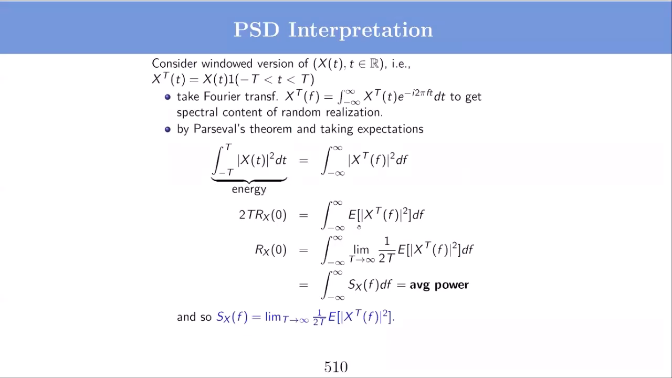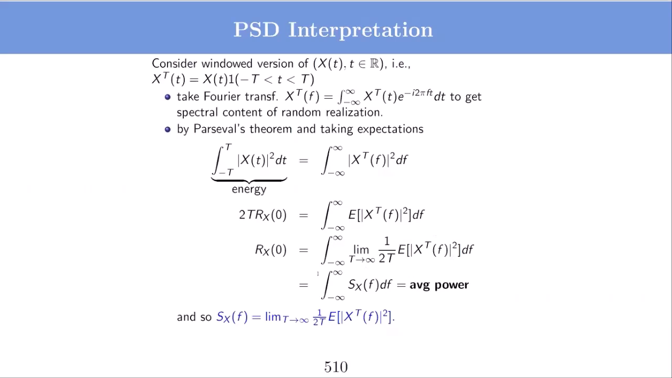And here, the expectation will go inside, so this will be an integration of E|X_T(f)| square df. Okay, now I take 2T and put it on the right hand side. So I'll get Rx(0) equal to the integration of 1 upon 2T E of |X_T(f)| square df. Okay, and now this is true for any T. So if I take T to infinity, this X_T(f) will become the Fourier transform of x(t). Okay, so I can also write this as the limit of T tends to infinity of 1 upon 2T, and then this will become |X(f)| square.